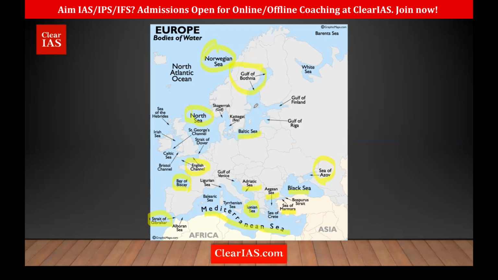Remember these. Okay, so we have Sea of Azov, Black Sea, Bosphorus Strait, Sea of Marmara, Aegean Sea, and Mediterranean Sea. Then we have Ionian Sea and Adriatic Sea. Strait of Gibraltar is there, Bay of Biscay is there, English Channel, Strait of Dover, North Sea, Norwegian Sea, Baltic Sea, and Gulf of Bothnia. That's it. Okay. Remember these locations.